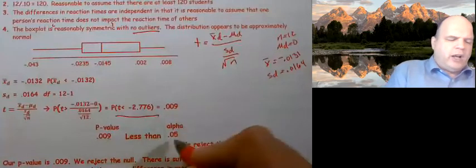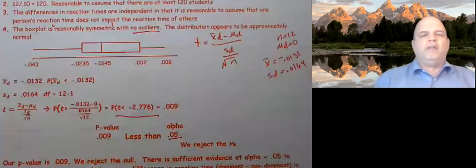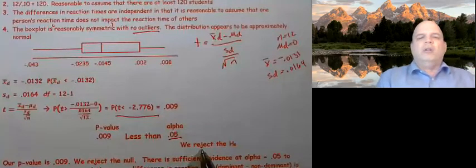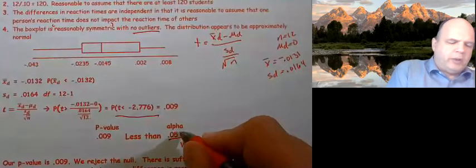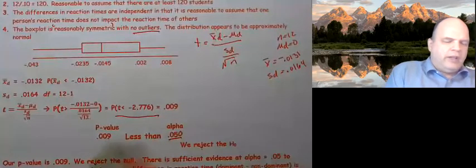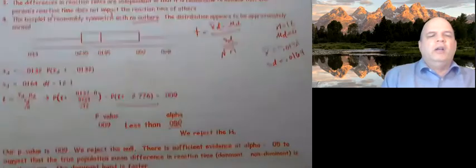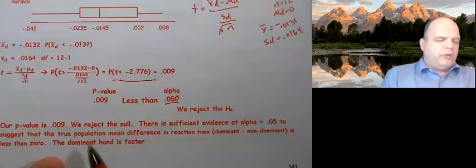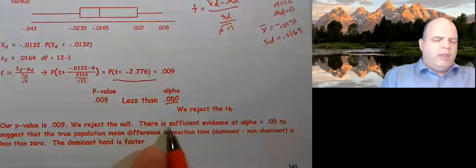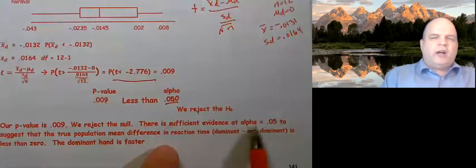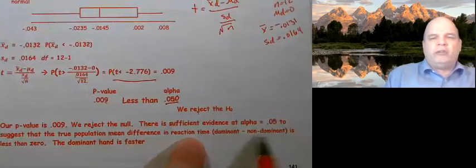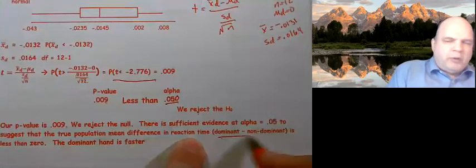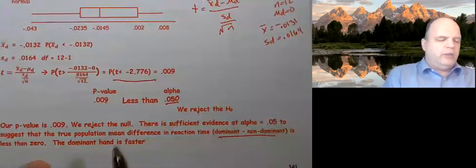They didn't give us an alpha, so we're going to choose 0.05. So we reject the null, all right? Because anytime our p-value is less than that, and by the way, it really helps to make these the same length, and 9 is definitely less than 50. Our p-value is 0.009. We reject the null. There is sufficient evidence that alpha equal 0.05 to suggest the true population mean difference in reaction time, dominant minus non-dominant, you must tell me which way you went, is less than 0.